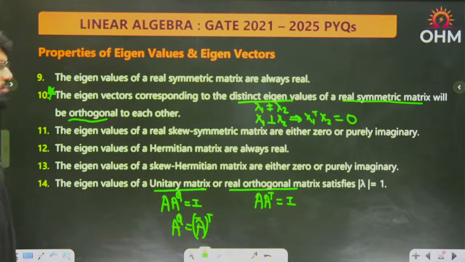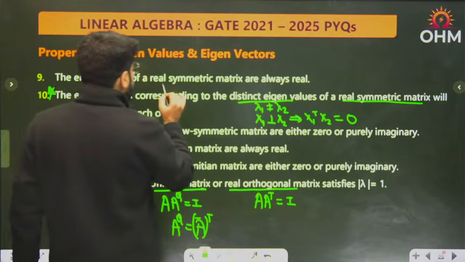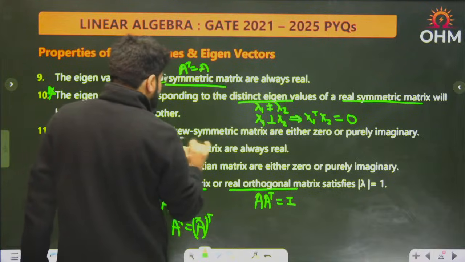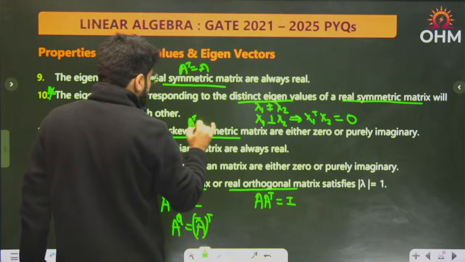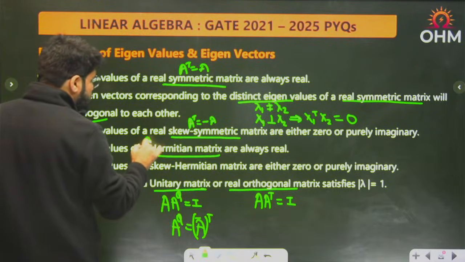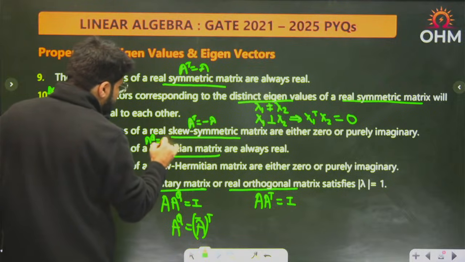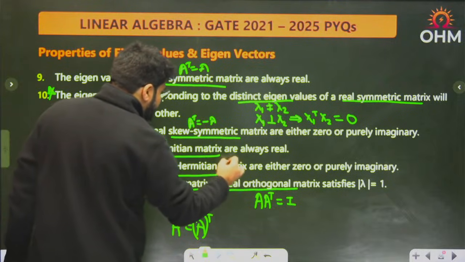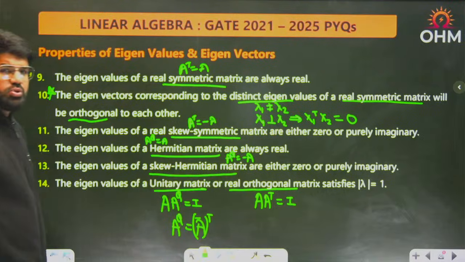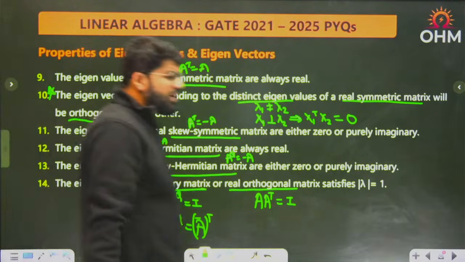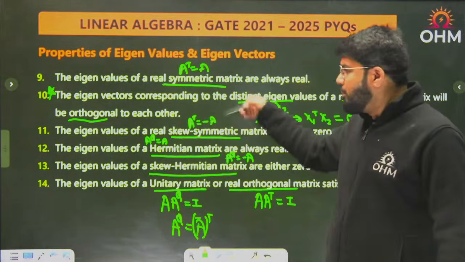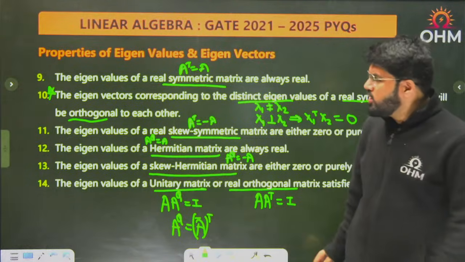Some basic terms. You already know a symmetric matrix, A transpose equal to A, and a skew symmetric matrix, A transpose is negative of A. What is a Hermitian matrix? It's a complex conjugate symmetric matrix, A star equal to A. A skew Hermitian matrix has A star equal to minus A. These are the basic definitions of matrices. The eigenvalue properties can be asked directly in statement form, or sometimes they can make an MSQ question combining these properties. That is why I have shown you these properties also.